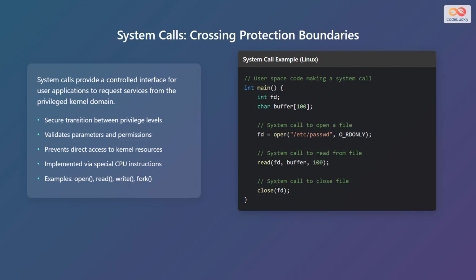Second, they validate parameters and permissions. The kernel verifies that the user process has the necessary permissions to perform the requested operation, and that the parameters passed are valid.